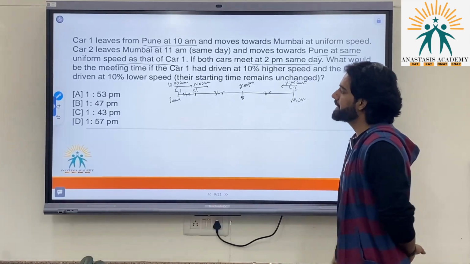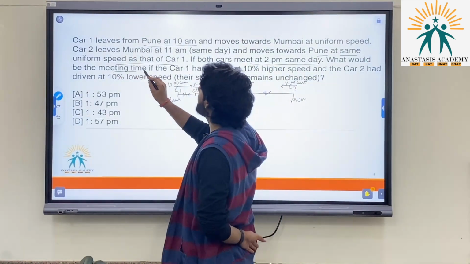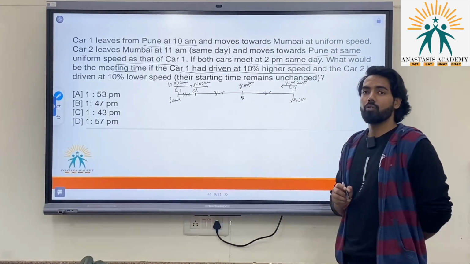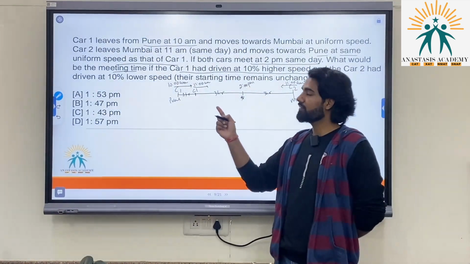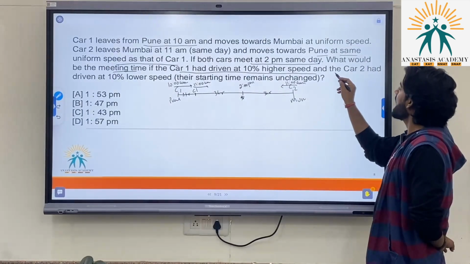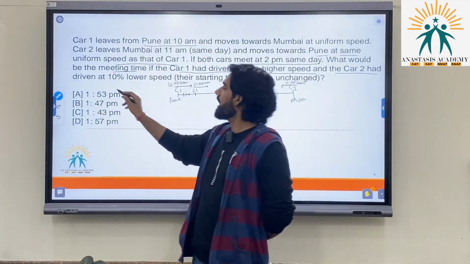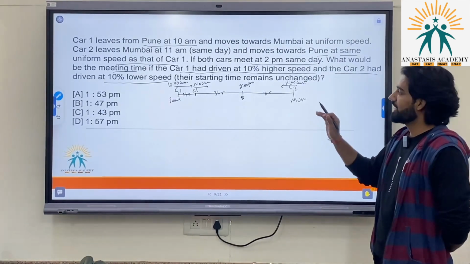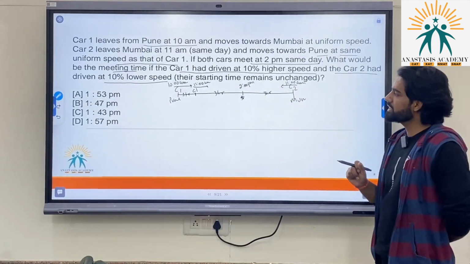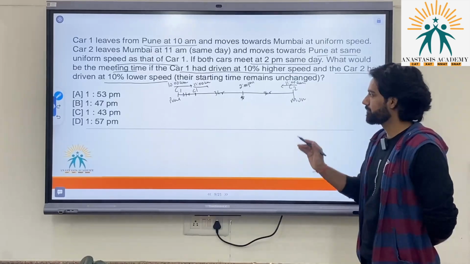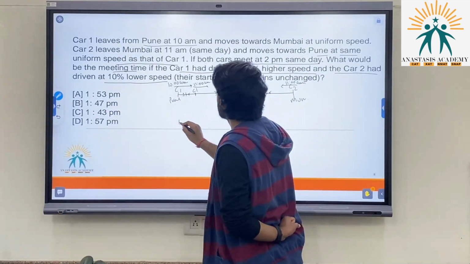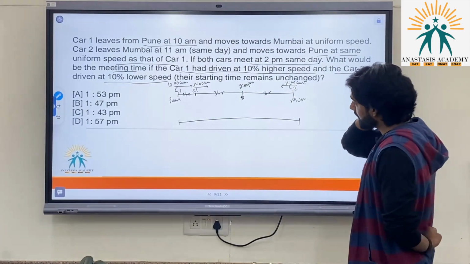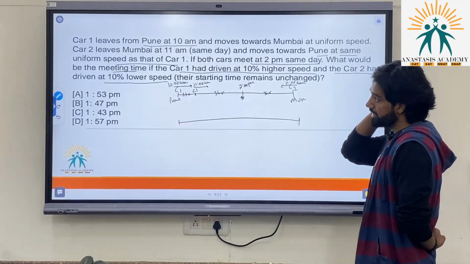What would be the meeting time if car 1 had driven at a 10% higher speed? Okay, so the speed of car 1 is increased by 10% and car 2 had driven at 10% lower speed. So the speed of car 2 is decreased by 10%. So let's just assume the number to be smart. In second case, car 1 speed is increased by 10% and car 2 speed is lower by 10%.